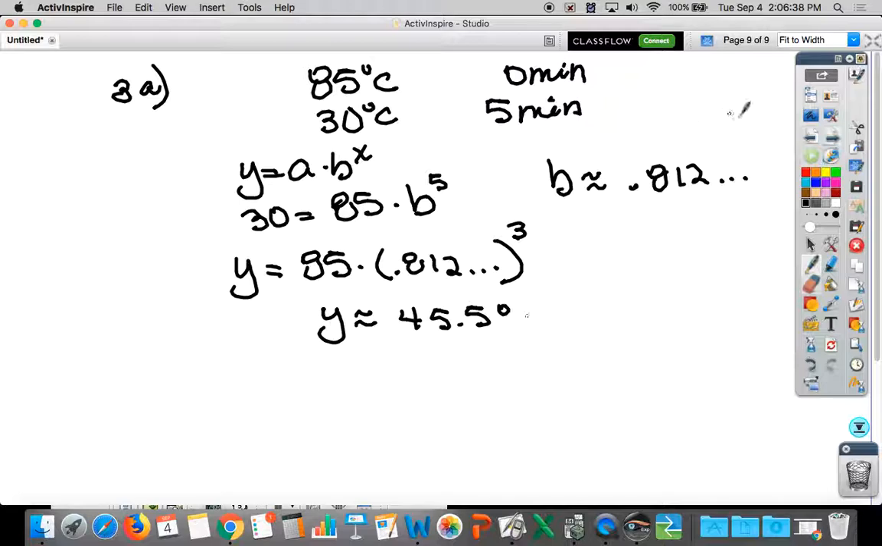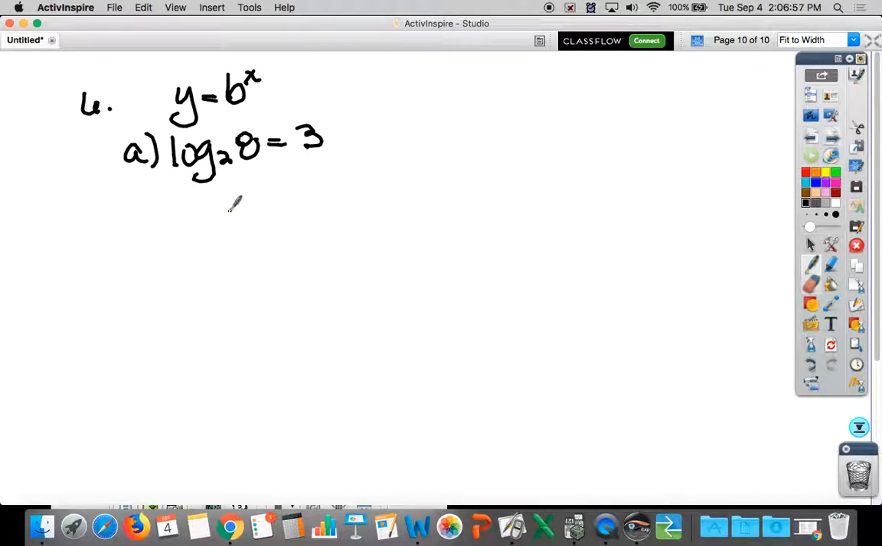Okay, so now we're going to move on to some easier stuff. Let's look down at number 6. It says, write each of the following in the form y equals b to the x. So we're going from log form to exponential. So what's my base here? Raised to the equals. Now some of these you can check, some of these you won't be able to.